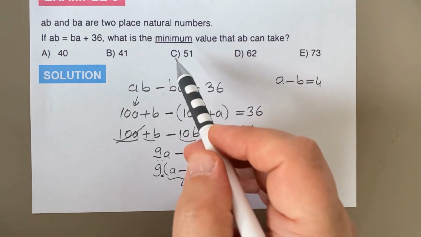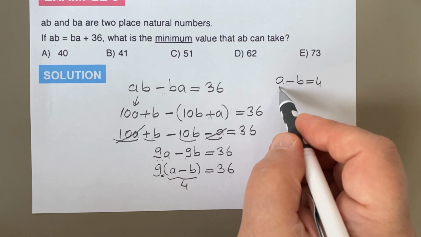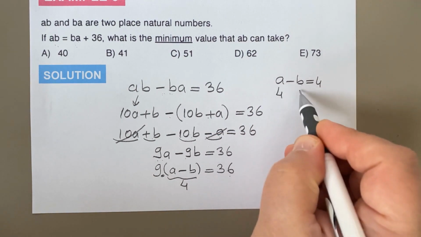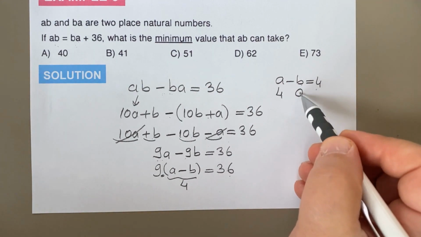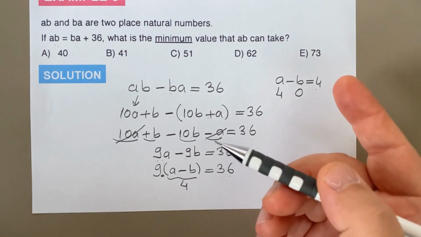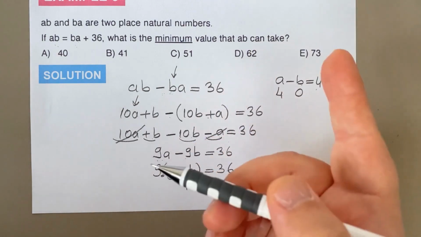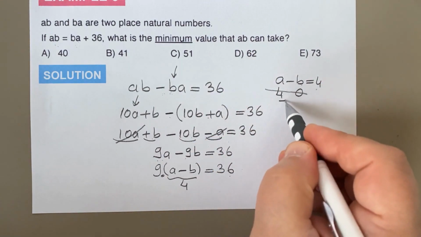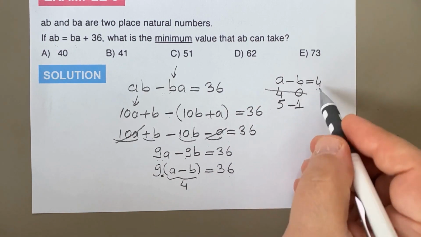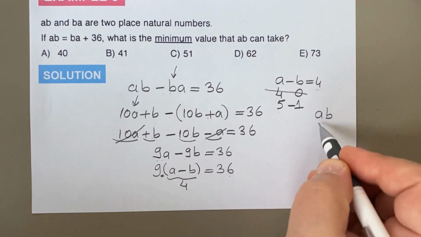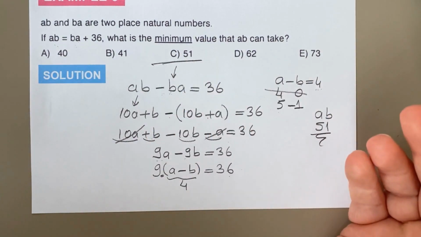Now, it has asked us for the smallest value of this. So what is the smallest digit I can use? For example, if I use 4 for this and 0 for that, 4 minus 0 is 4. But look, here B can't take the value of 0. Why can't it? Because look, B has come to the front here. The numbers that come at the front can't take the value of 0. Then if this is 5, I can give this a 1. Yes, 5 minus 1 equals 4. So the smallest AB number I will obtain is 51. The correct answer is option C.